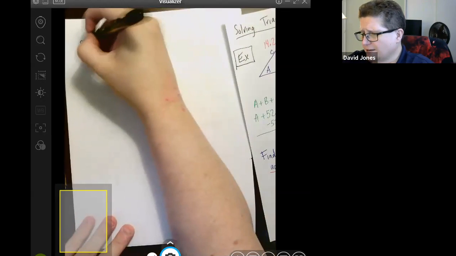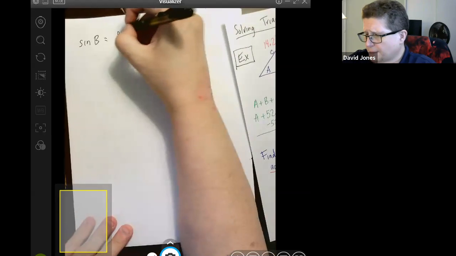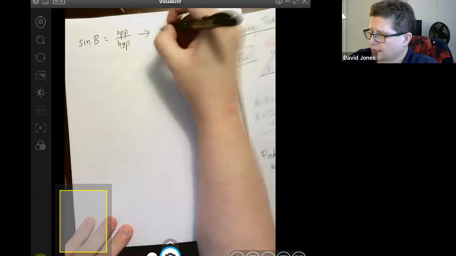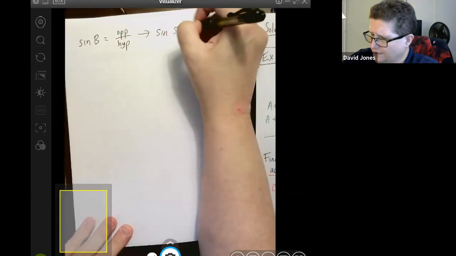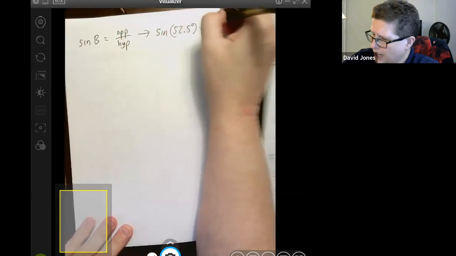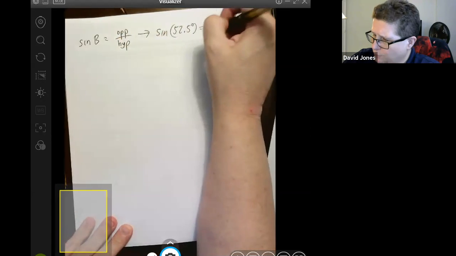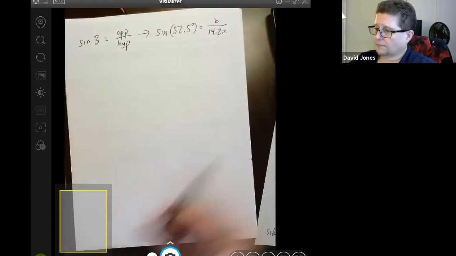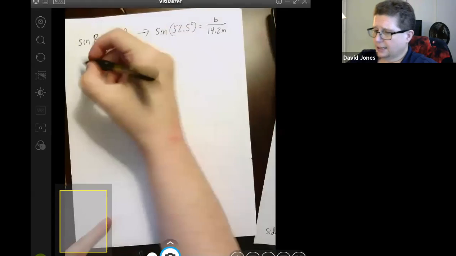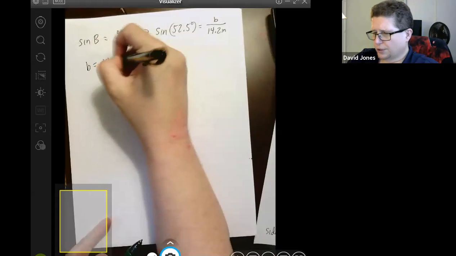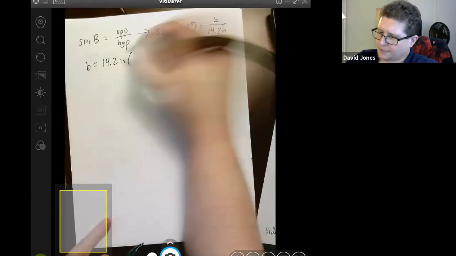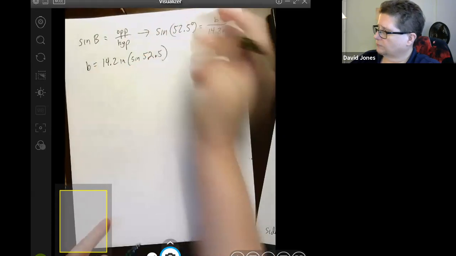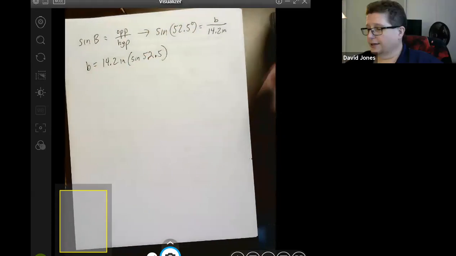So I've got sine of B equals opposite over hypotenuse. Sine of 52.5 degrees equals opposite, which is side B, over 14.2 inches. So B is 14.2 inches times sine of 52.5. Throw that into a calculator.